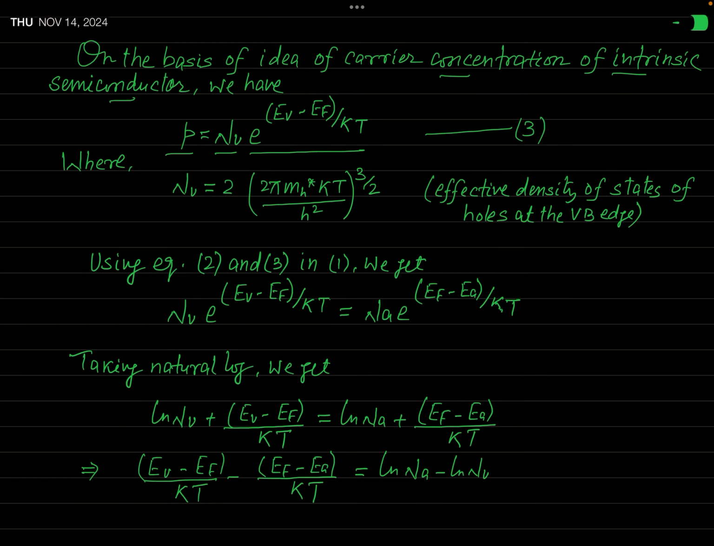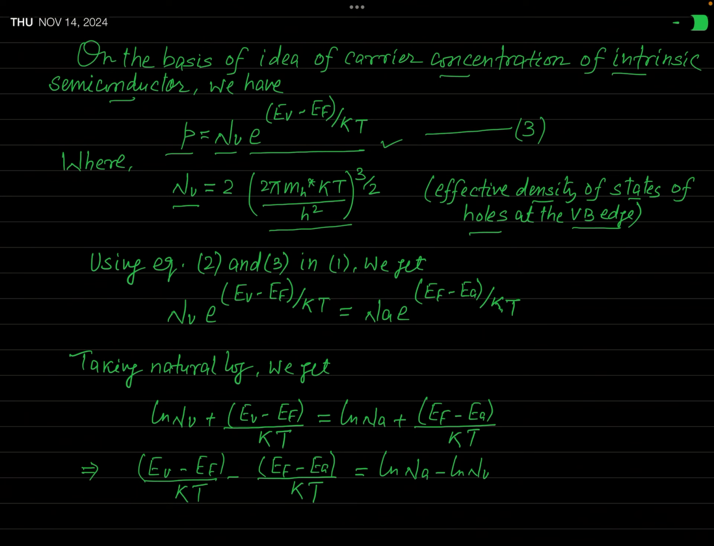Here, this Nv is called the effective density of states of holes at the valence band edge. And this is given by 2 times (2 pi mh star Kt over h square) to the power 3 by 2. Here, mh star is the effective mass of the hole, K is the Boltzmann constant, T is temperature, and h is Planck's constant. So P is given like this.